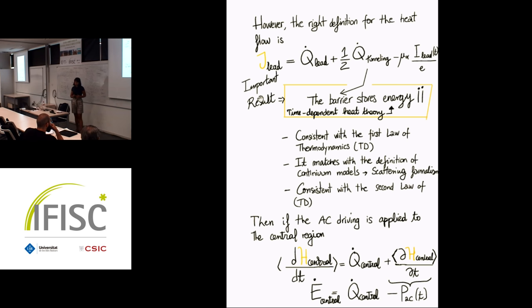For instance, only if you define the heat flow in the lead this way, considering the energy that is stored in the barrier, because this is a term that contains the tunneling, then you are consistent with the first law of thermodynamics. Then you obtain the same result as you would have if you consider the scattering formalism, because this formalism never divides the system in pieces. It's just a continuous system. So because of that, this tunneling term that we put here, because we are dividing the system in pieces, is not needed. So to be consistent with the scattering formalism, and also to be consistent with the second law of thermodynamics, then you need to include this term here that is sometimes called reactance.